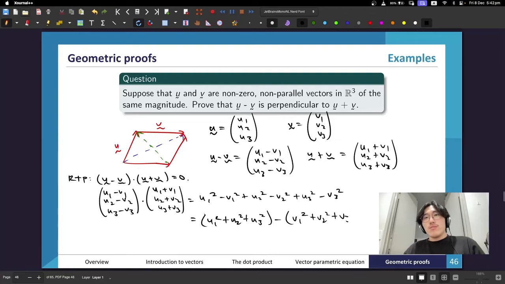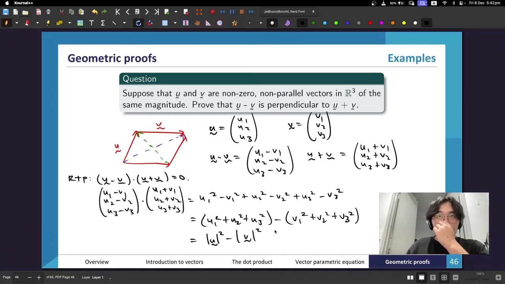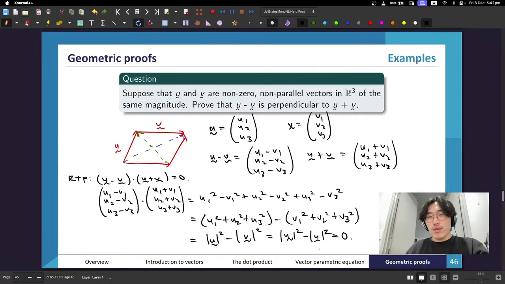Now, there should be alarm bells ringing in your head. What do these remind you of? What should remind you of is magnitude squared. So this is actually the same as magnitude squared of u minus magnitude squared of v. And we're given two vectors of equal magnitude. So this is the same as u squared minus u squared, which equals 0. And therefore perpendicular. Okay, that completes the proof. If you need any help with this, again, ask in the live chat.